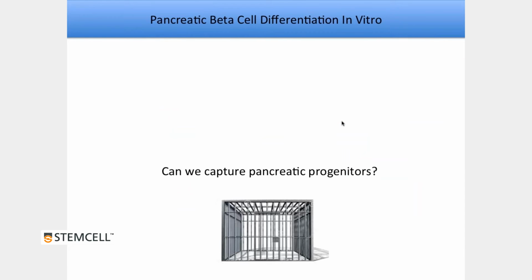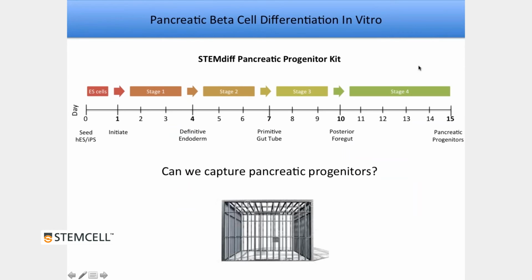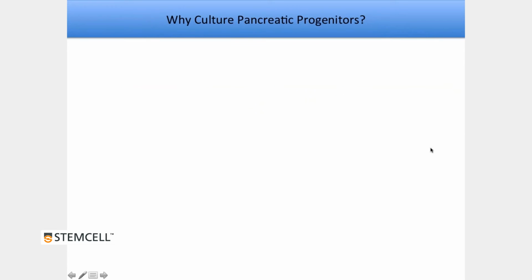But what I wanted to do next was to find out, can I capture these cells? So this is the endpoint of the stem cell differentiation protocol. Can I capture these progenitor cells and expand and maintain them in culture? So why would I want to do this?